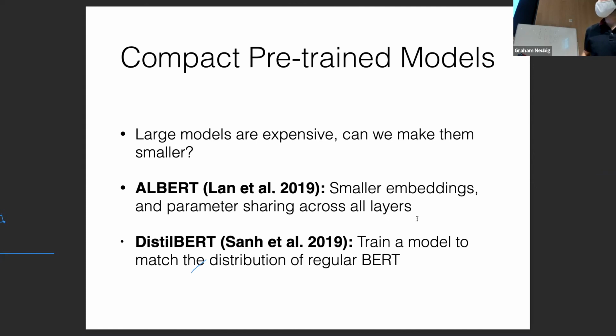Another one is DistilBERT. The idea is they train a smaller model to match the distribution of regular BERT. So instead of predicting a single word in the masked position, like if the word was penguin, instead of predicting penguin, they would predict the distribution that BERT generated there.